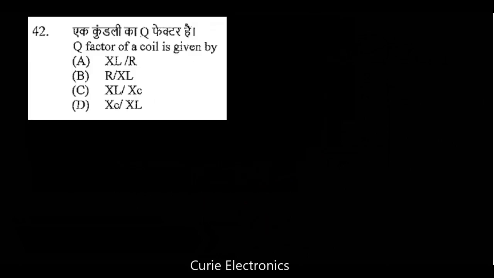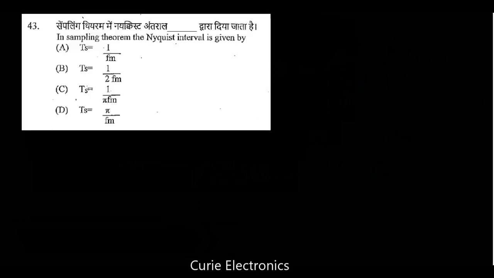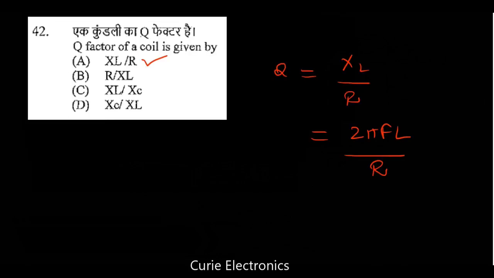Q factor. Q factor is given by XL upon R. What is XL? 2 pi FL upon R. Right. So answer is XL upon R. Option A is the right answer. Don't get confused whether it is XL upon R, RL upon R. You remember like this. XL is having 2 letters. R is having only 1 letter. So whichever is having higher number of letters, goes in the numerator.